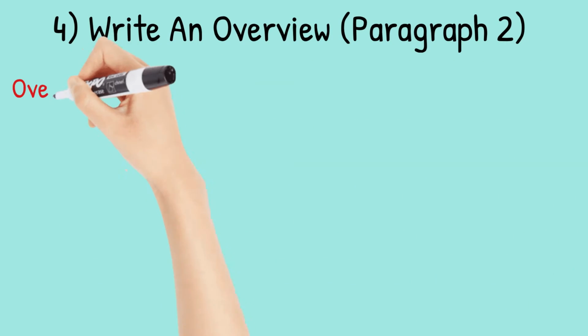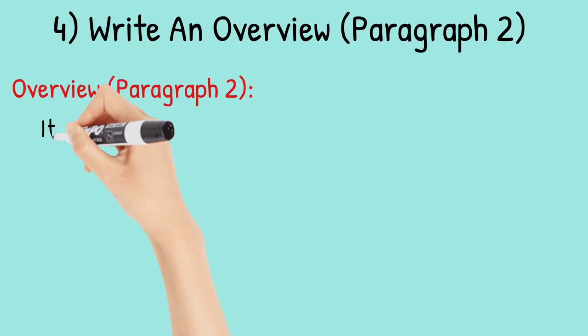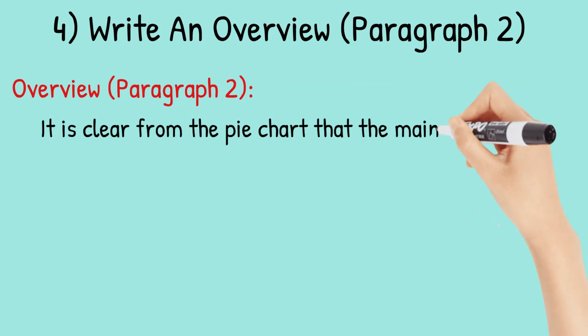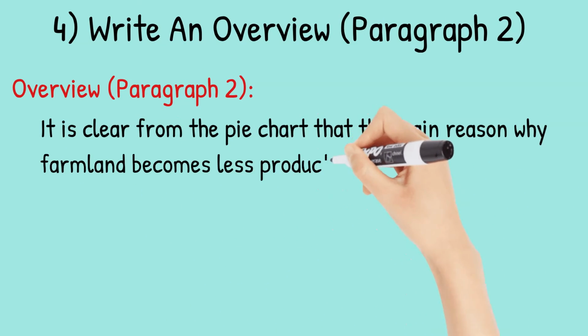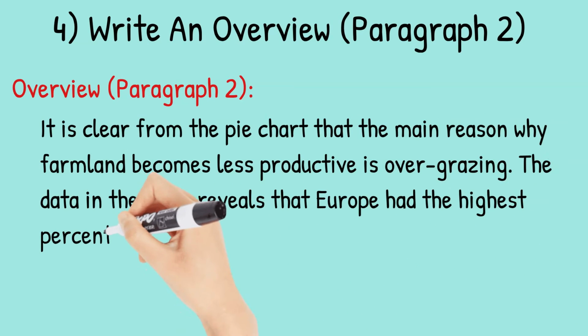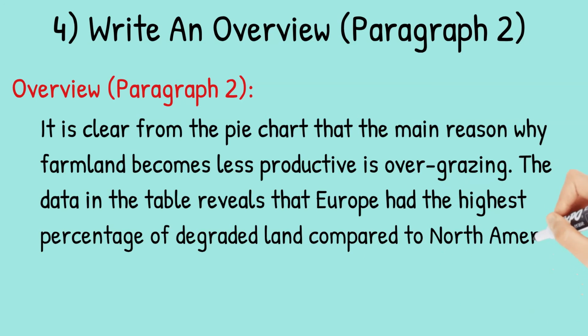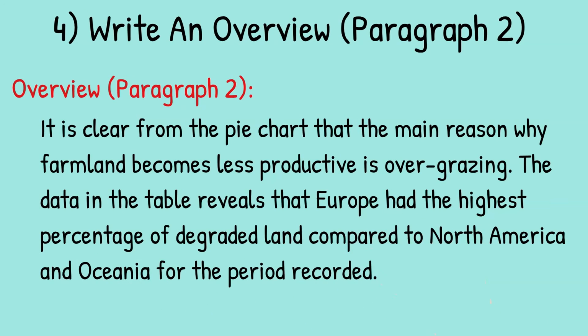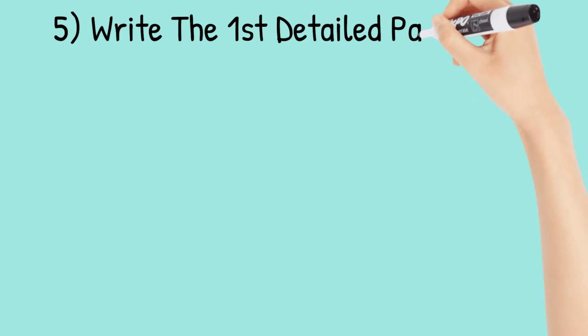For example, the overview of paragraph 2 can be written as: it is clear from the pie chart that the main reason why farmland becomes less productive is overgrazing. The data in the table reveals that Europe had the highest percentage of degraded land compared to North America and Oceania for the period recorded. Next, we will write the first detailed paragraph.